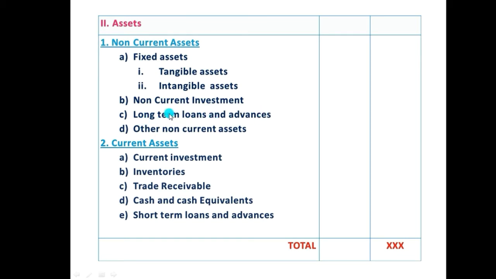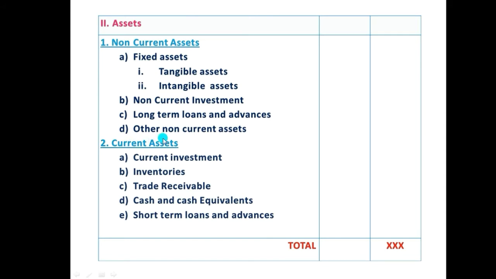So long-term loans and advances means the company has given loans or advances to outsiders for the long term. Long term in the sense it's more than 1 year. So we should record it under the long-term loans and advances category. Next, other non-current assets. If there is any other non-current asset, we should record it under this category. A non-current asset means the asset bought by the company that is going to be used for more than 1 year.